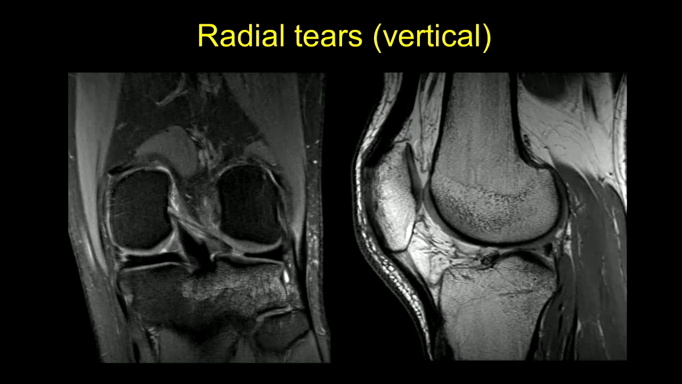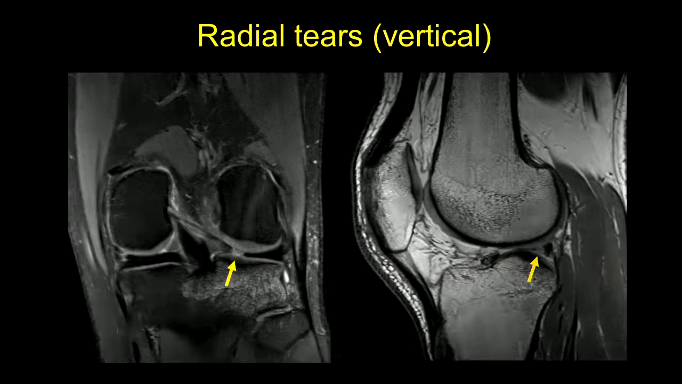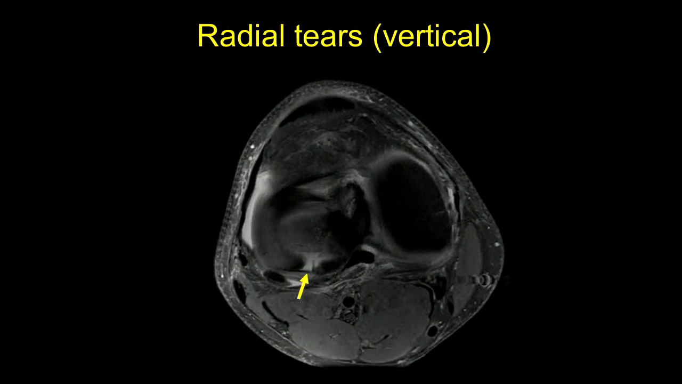Here we can see a more substantial radial tear along the posterior horn and root of the lateral meniscus. On the sagittal image, we can see that there's marked truncation in the posterior horn. And when we look on the axial images, you can see that there's a near full thickness radial tear at the posterior horn and root junction.